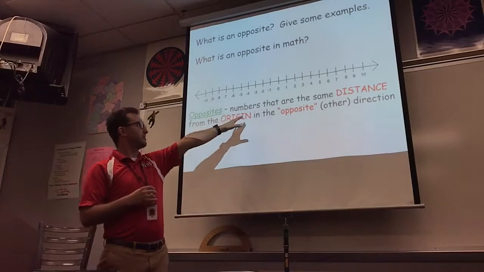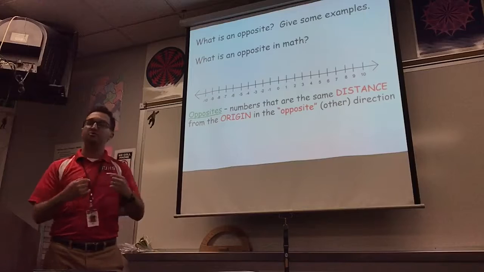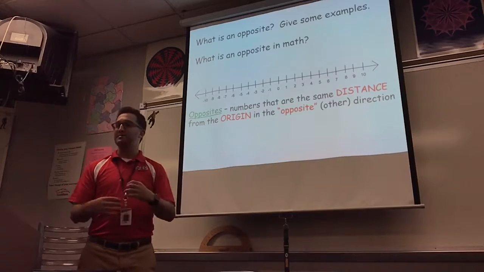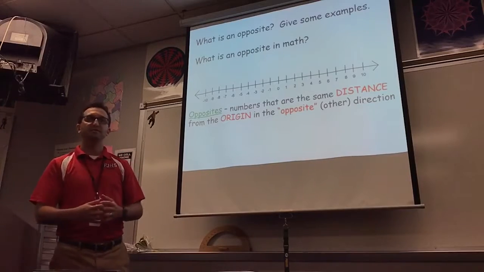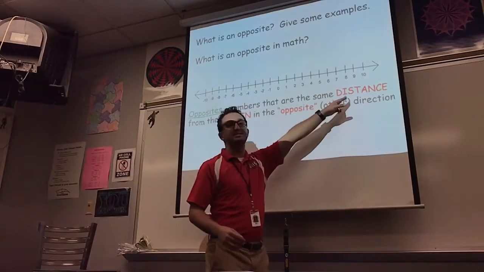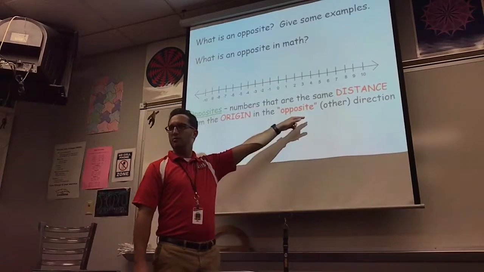But we need to write numbers that are the same distance from the origin in the opposite or other direction. So the number that you have, that big number in the middle of your page, is positive 5, right? What would be the opposite of positive 5? A number that has the same distance from the origin, but in the other direction. What would be the opposite?